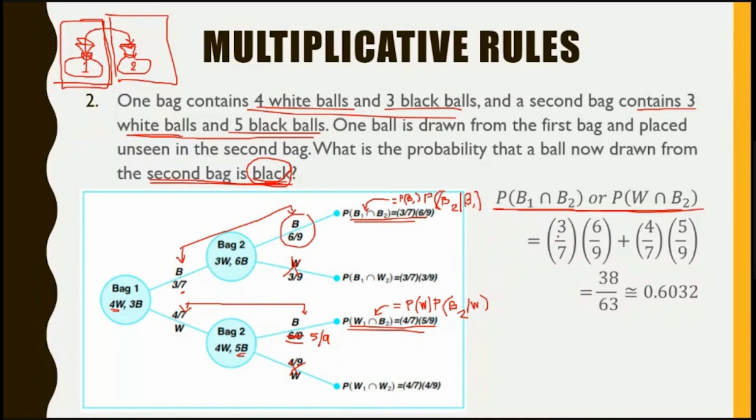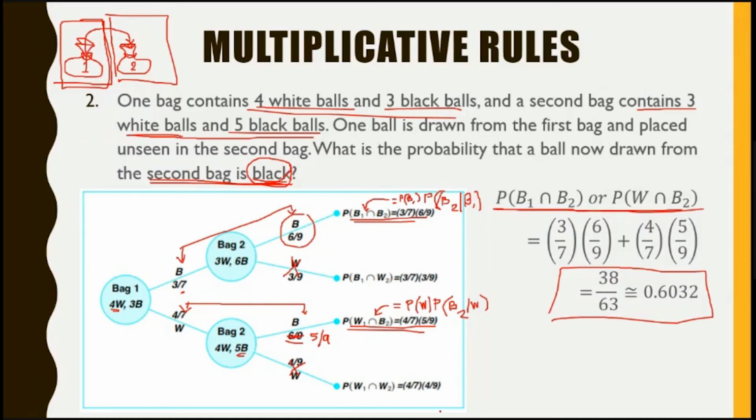So that's 3/7 times 6/9 plus 4/7 times 5/9. And simplifying, that's 38/63 or 0.6032. So that is how we use multiplicative rules. I have shown you two possible ways of following the multiplicative rules.